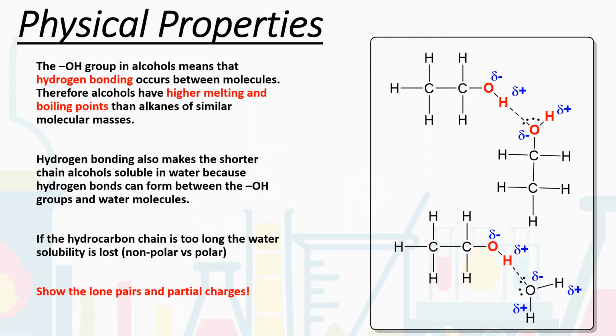And if you're ever asked to show the hydrogen bonding, make sure you draw at least two molecules to be able to show the hydrogen bonding. Dashed line between the oxygen on one and the hydrogen on another molecule. Make sure you show it starting from the lone pair on the oxygen, ending at the hydrogen atom, and make sure you show your partial positive charges and your partial negative charges.